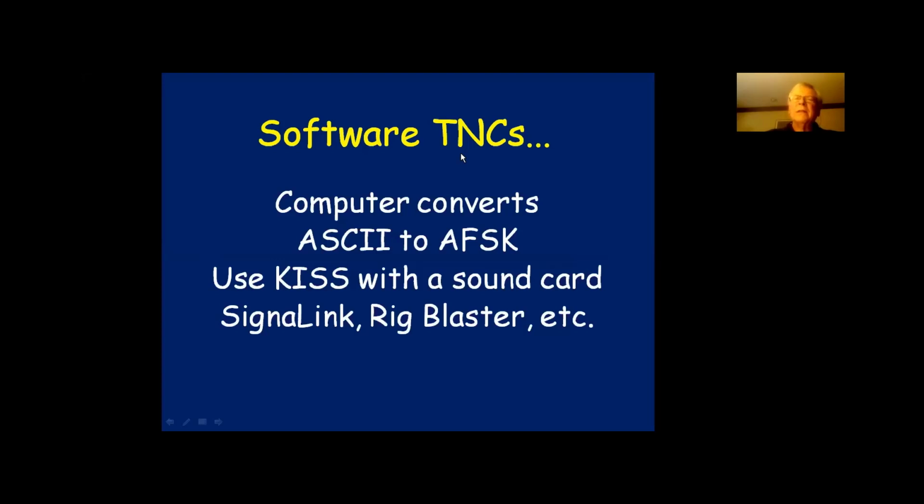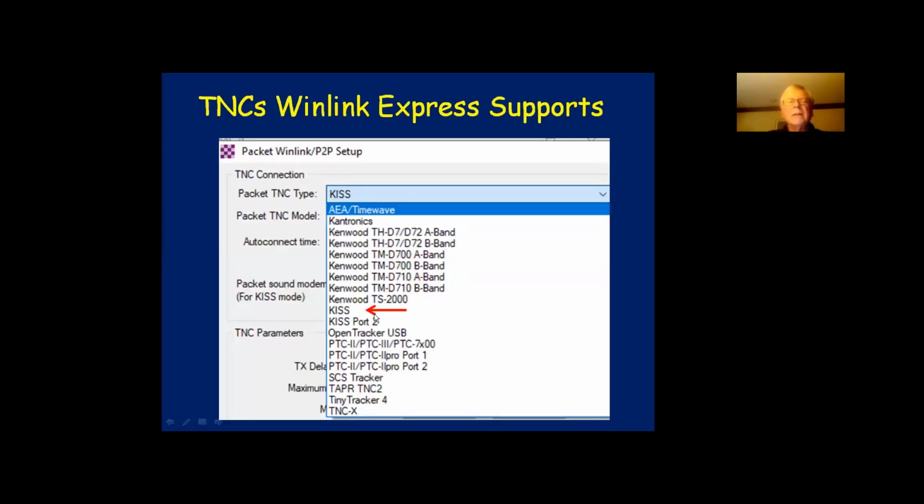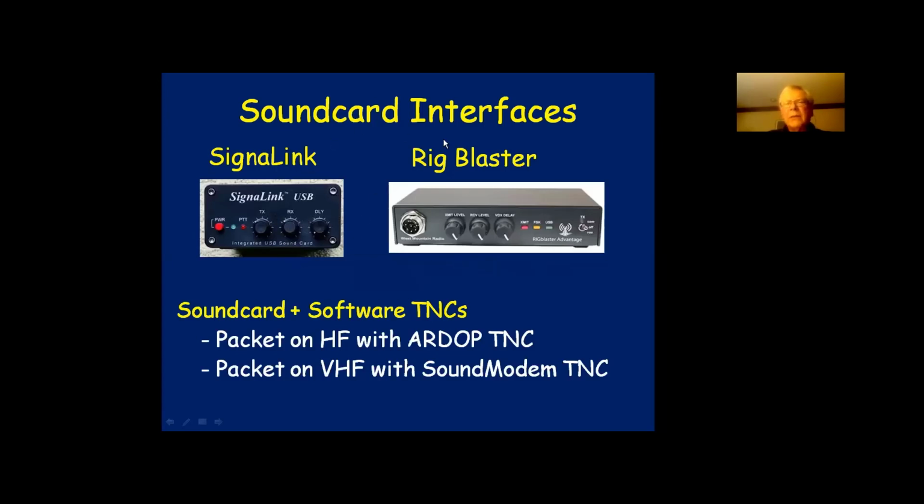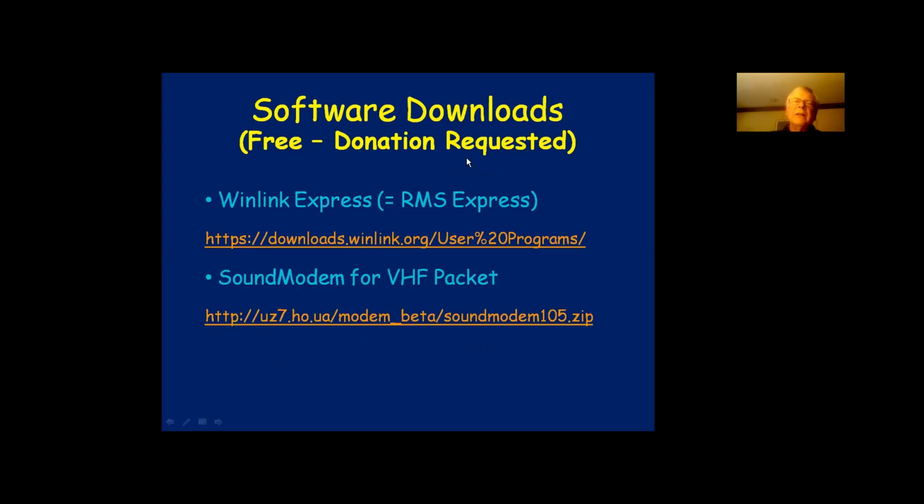Winlink also has software TNCs. Some are built into Winlink Express, and a couple are third-party. Again, this allows a computer to convert the ASCII to AFSK. And KISS is a common one that's used with SignalLink and Rig Blaster equipment. There's KISS down here on the list of TNC configuration files. So if you have a SignalLink or Rig Blaster or another sound card interface, you can run Packet on HF using the RDOP TNC, which is built into Winlink Express. And you can also use Packet on VHF with a third-party software called Sound Modem, which works very well. It's one that we use a lot here in Manchester and Hillsborough County. These software are free. They do request a donation, but you can download and use them for free.